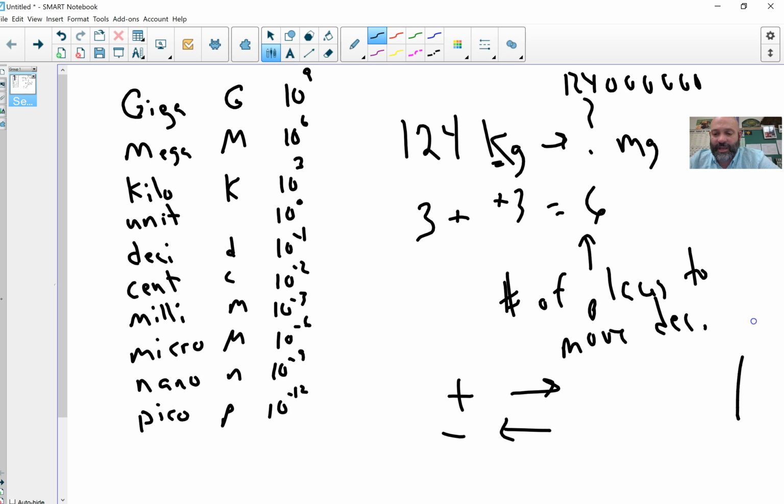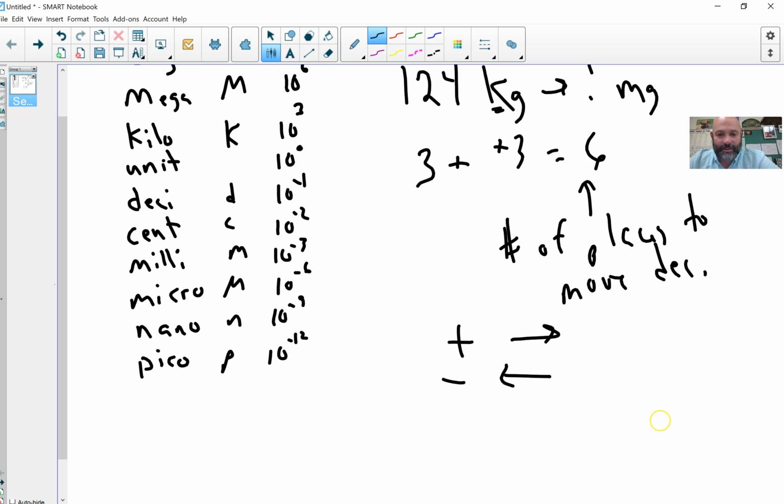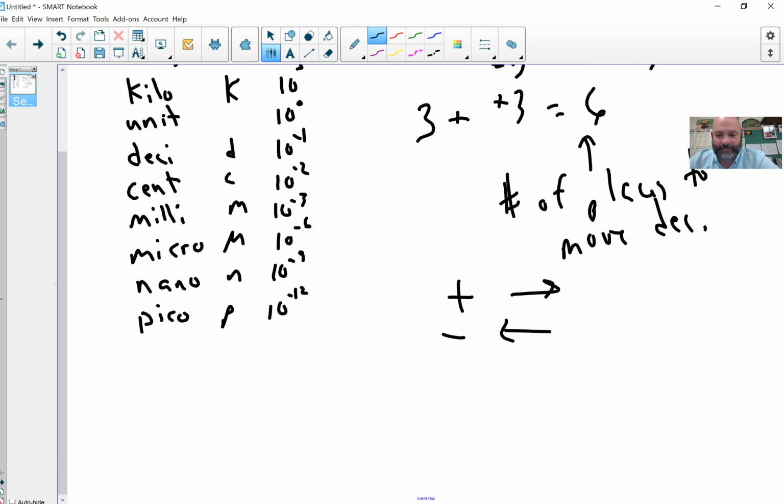Pretty simple. Let's try another one here. Let's see if I can do another example. Let's get rid of what I just have here. Okay, I'm going to slide my screen up a little bit. And let's change over to blue. Let's try a smaller unit to a bigger unit, because it always works no matter what.